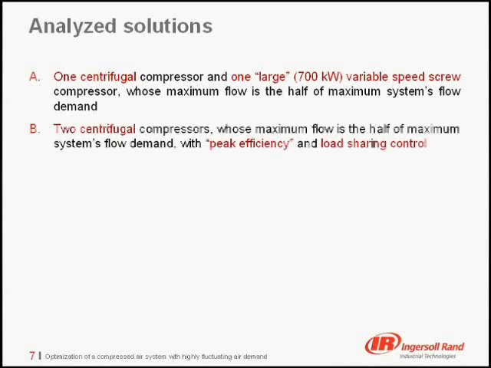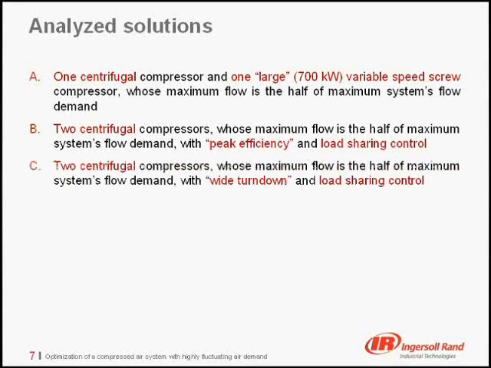The second solution considers 2 centrifugal compressors, whose maximum flow is half of the maximum system flow demand. As you know, centrifugal compressors can be designed for best efficiency, but with a lower regulation range, or alternatively for a wide regulation range, also called turn down, but with a lower design efficiency. In this second solution, compressors are designed for peak efficiency, and they also have the latest and most efficient load sharing control.